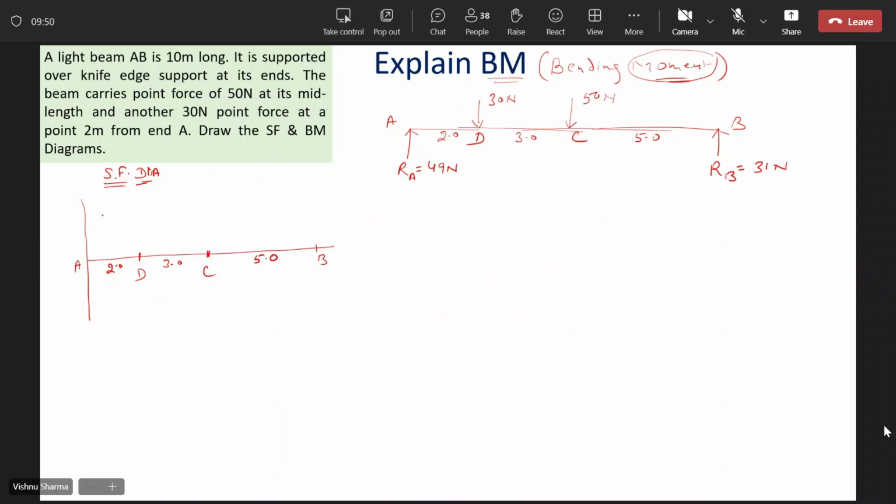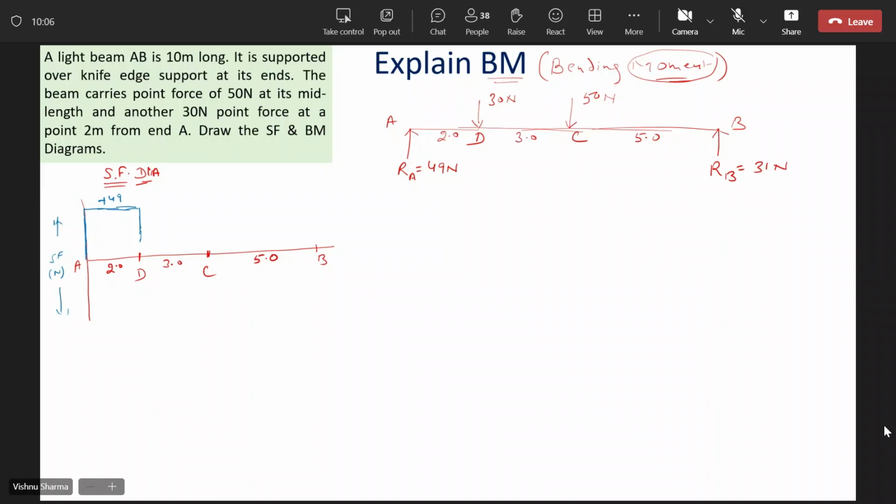At A, it went from 0 to plus 49. Then it remained plus 49 up to B. This is SF in newtons. Then we came to plus 19 at D.